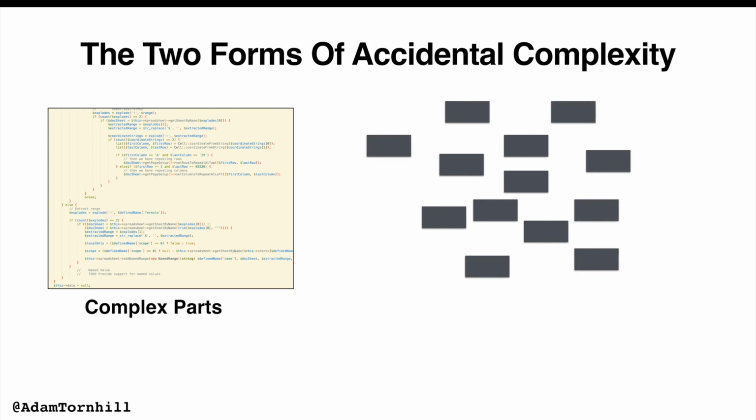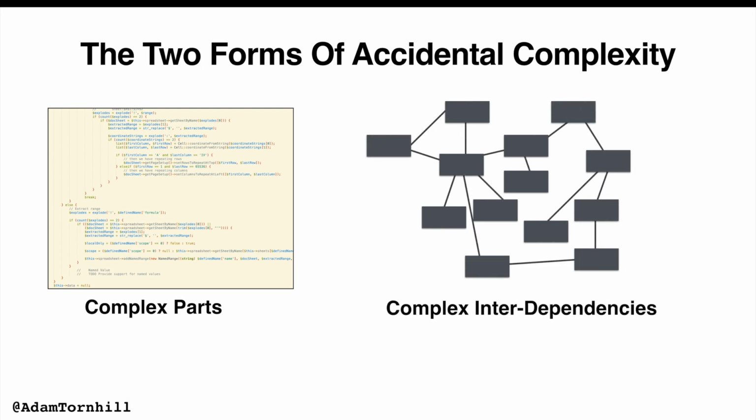But the second type of accidental complexity is a little bit harder. This is the case where each one of those parts, each one of those modules, is simple and easy enough to understand in isolation, but where the emerging system behavior is anything but simple. We have complex interdependencies.